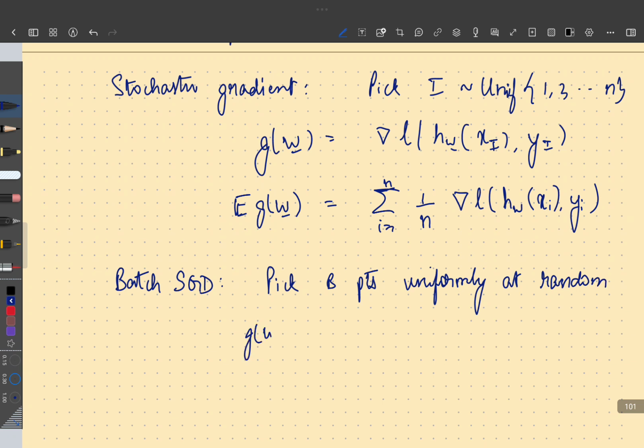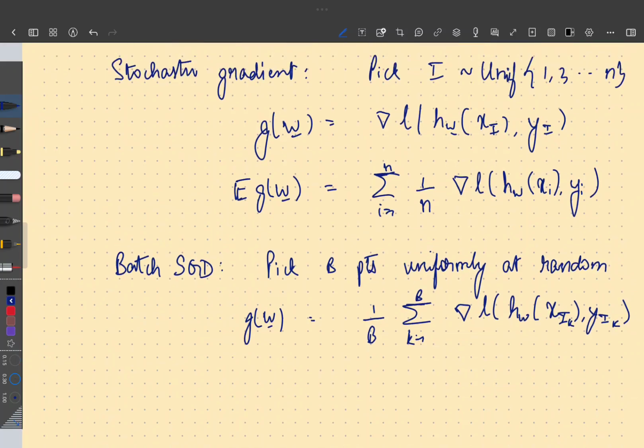And set G of W to be 1 over B, summation K equal to 1 to B, gradient of L of h_W of x_{i_K}, y_{i_K}. Right, where i_1, i_2, i_3 up to i_B are the B data points that are chosen at random.